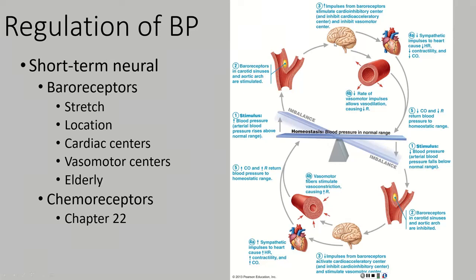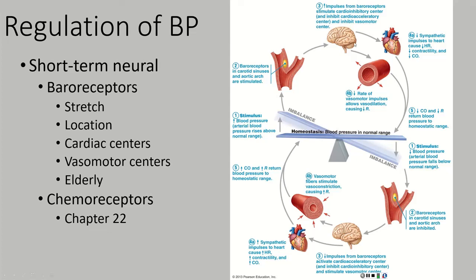Well, first, we're going to activate the vasomotor centers, specifically we're going to deactivate the sympathetic nervous system. So that's going to cause vasodilation. Vasodilation, we decrease peripheral resistance, blood pressure goes down. Also, we're going to deactivate the sympathetic nervous system and activate the parasympathetic nervous system.